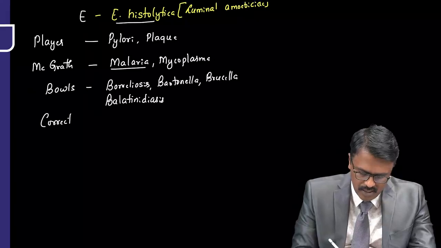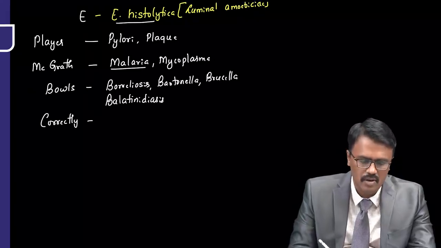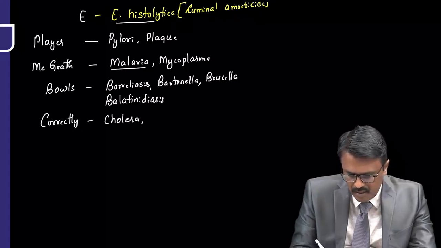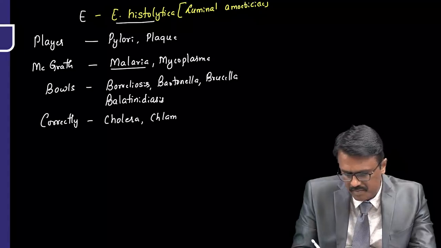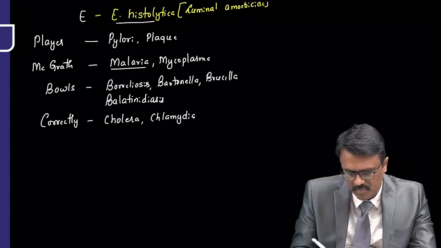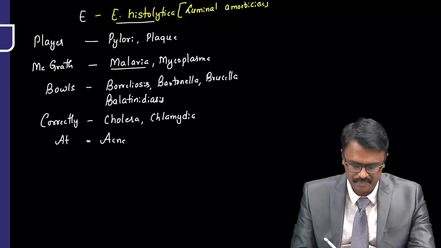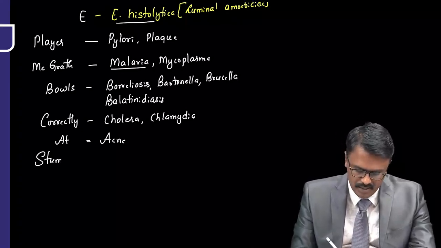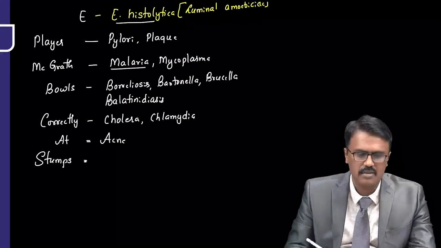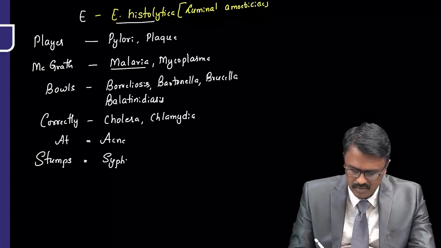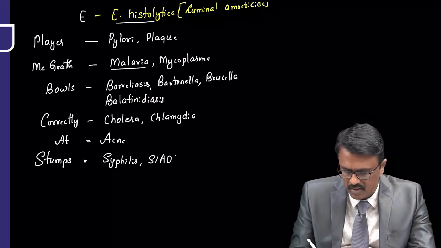So he bowls correctly. Correctly stands for cholera and chlamydia. So where does it bowl correctly? At for acne. You know that doxycycline is used in acne. Where does it bowl correctly? Stumps. Yes. So it is used in syphilis and SIADH. So SIADH is not an infection, sir.